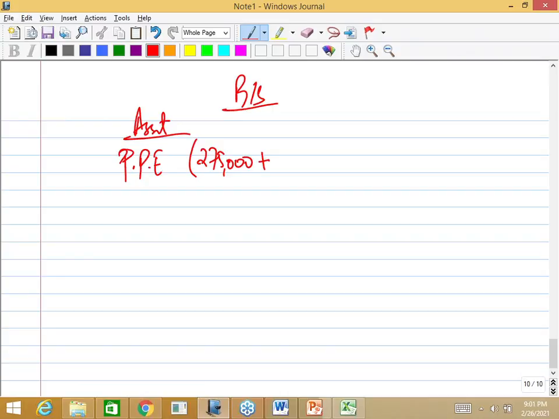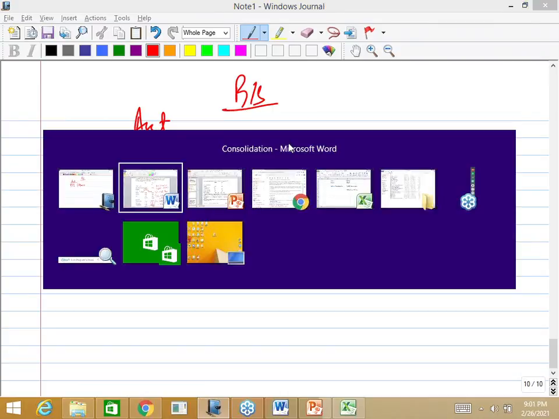plus 2,30,000 minus the gain of 12,000 plus. So when there is a gain on the non-current asset, you need to adjust the depreciation of that portion.